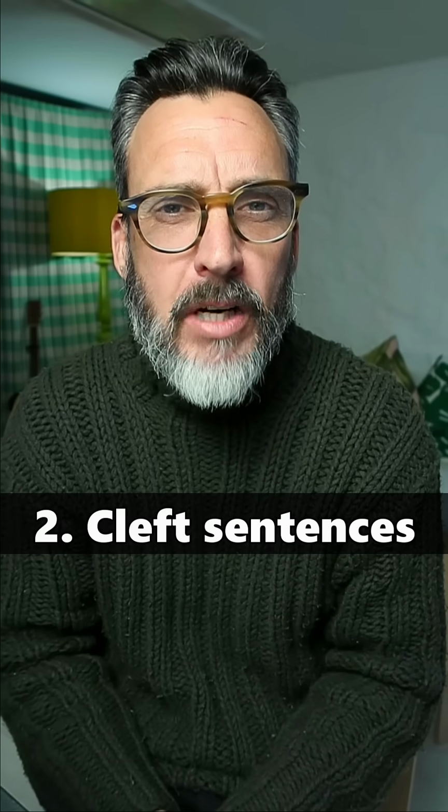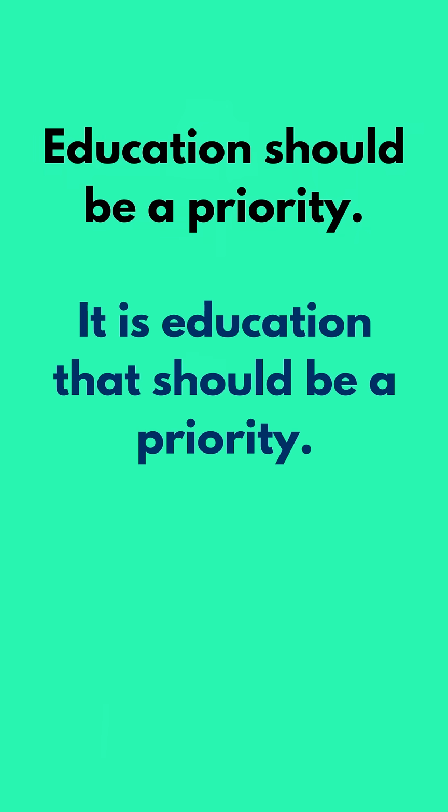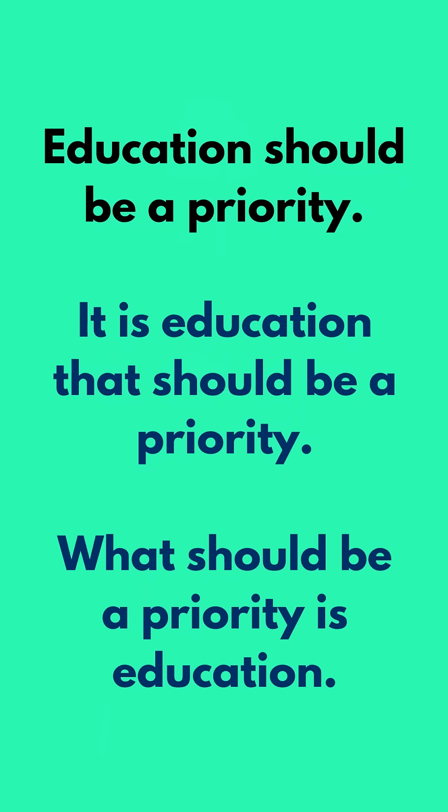Number 2, cleft sentences. Again, very useful for your writings because you're emphasizing a particular part, a particular aspect of a sentence by changing the structure of that sentence. So instead of saying education should be a priority, you could say it is education that should be a priority, or what should be a priority is education.